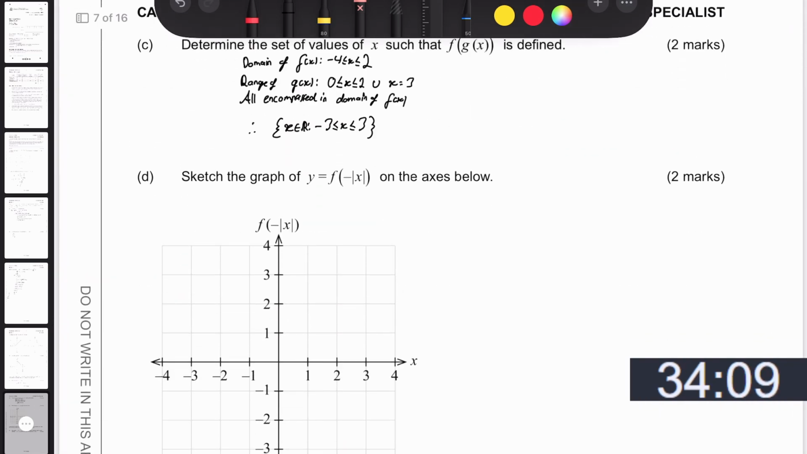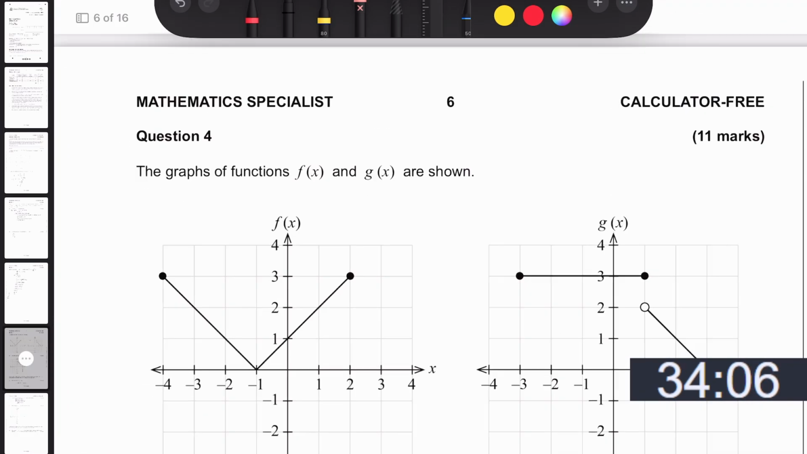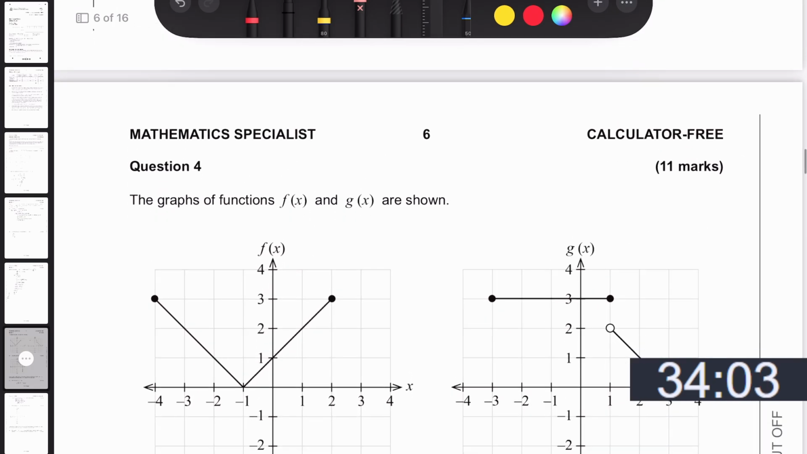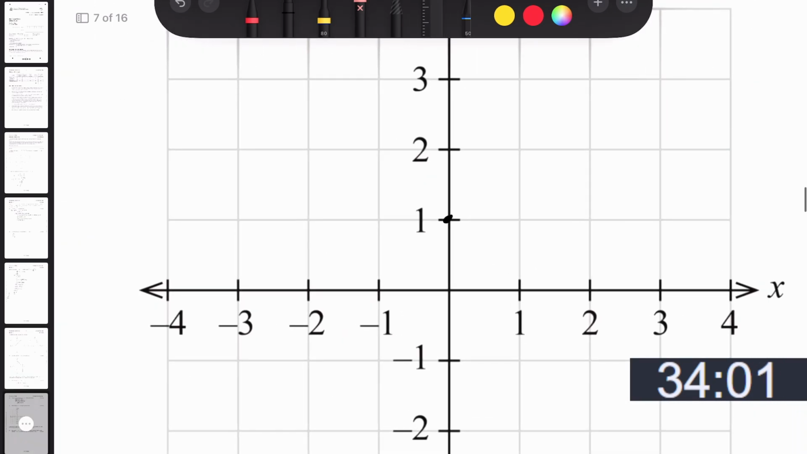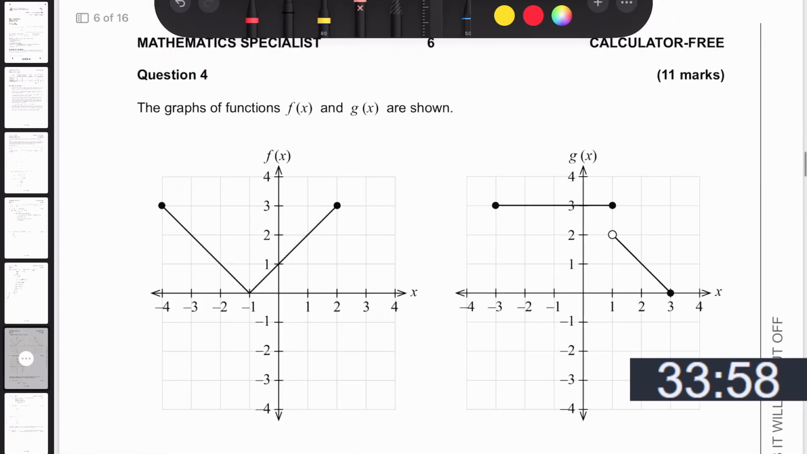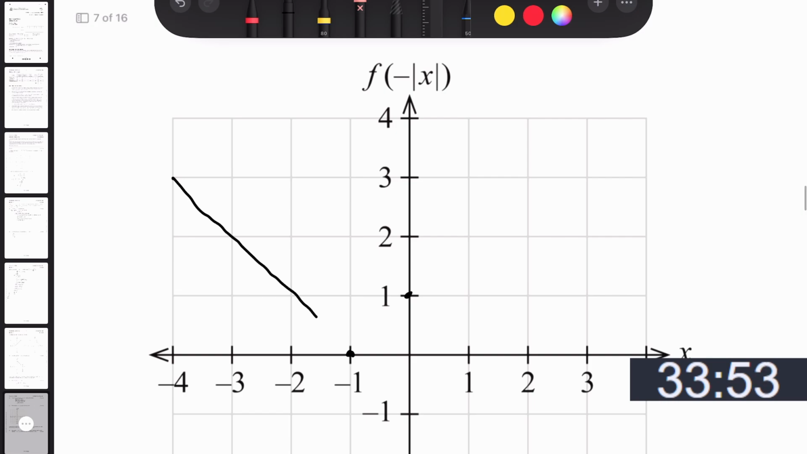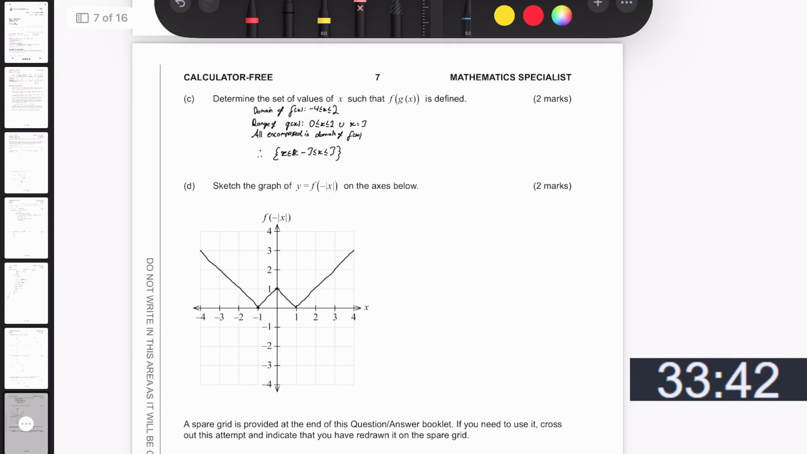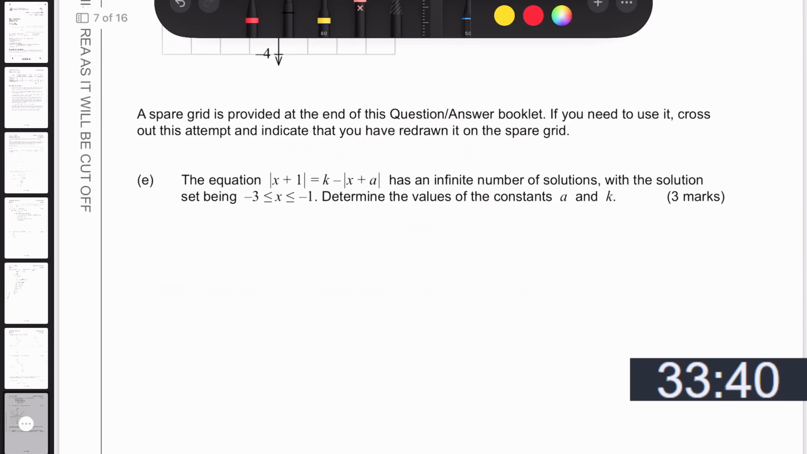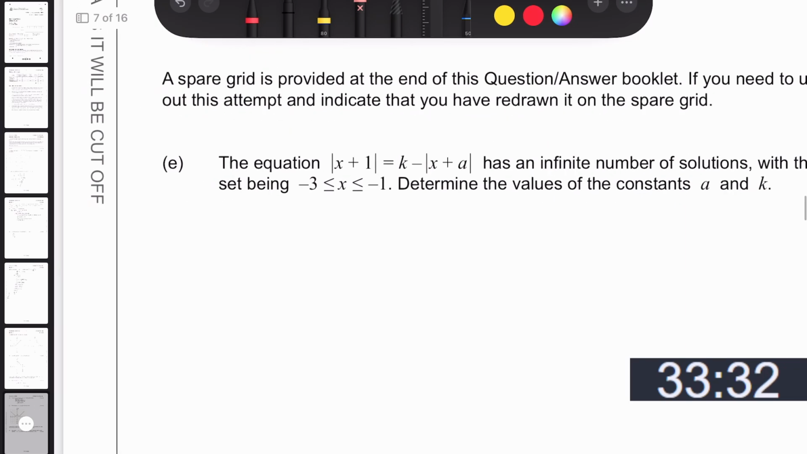Sketch the graph of -f of x on the axis below. So I'm going to want negative absolute value of f of x. So I'm going to start at 1, 1, and just go up. And then we go up to 4, -4, 3. So like this, and we'll go like that, and then something like this. Okay. The equation has an infinite number of solutions, with the solution set being determined by the values of constants a and k.